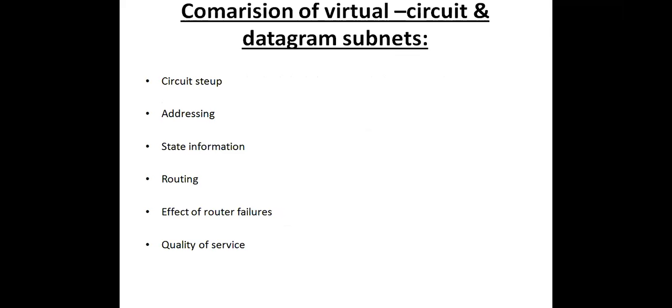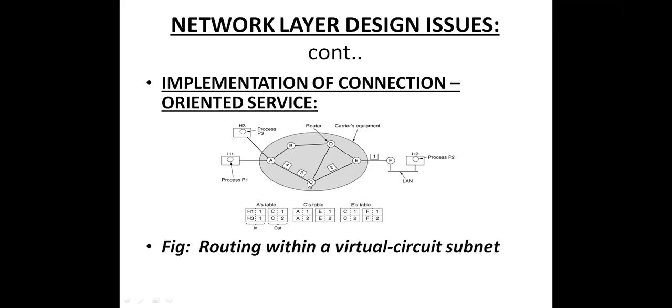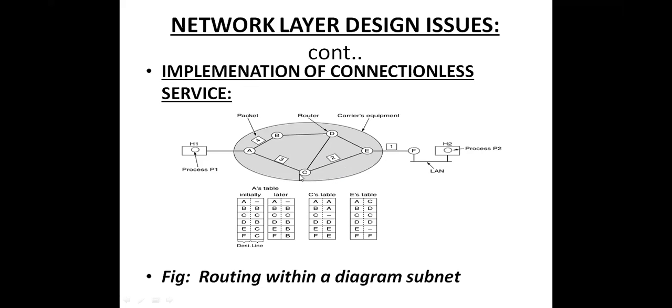And these are the differences between virtual circuit and datagram. As I told you, the effect of router failure: in connection oriented, if one router fails, the entire setup fails. In the case of connectionless, if one router fails, we can make use of another route. Router failure is not a problem in connectionless.